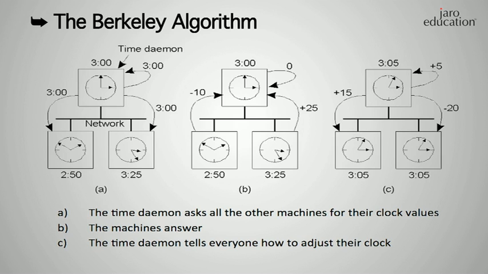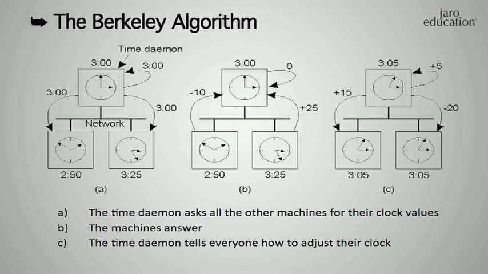Now instead of bringing the actual time, we just get the delta. In the first case which I told you earlier, all the machines send the actual time and the average is calculated. In the second case, a little modification of the algorithm, the time server sends the time to everyone and says, okay, this is the time right now.